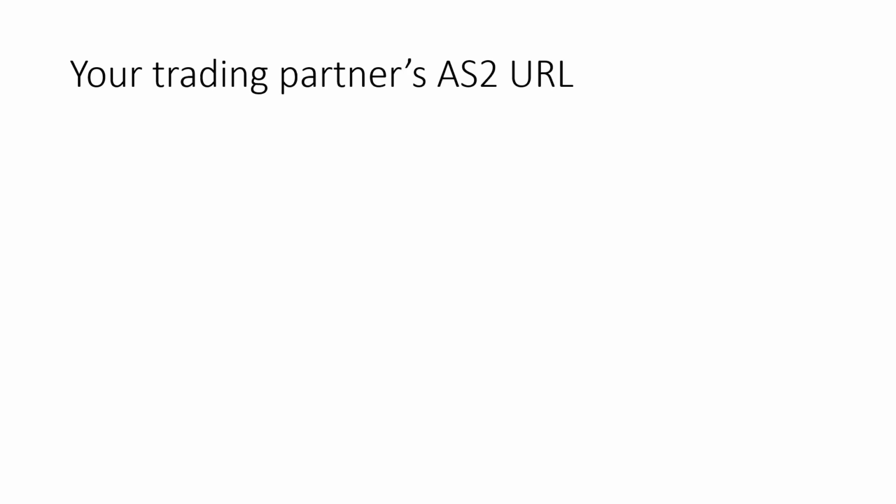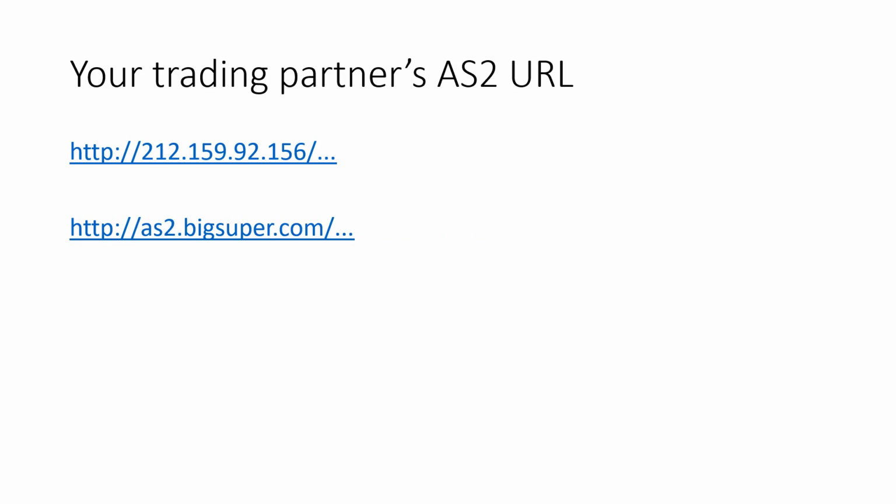It's possible that your trading partner's URL could either look like this or like this. The first uses the IP address of the server, and the other uses the domain name. Given the choice, it's safer to use the domain name version, since IP addresses can sometimes change without warning. If this were to happen, then you might find that at some point in the future your AS2 connection with the trading partner would suddenly stop working. This is less likely if you use the domain name.